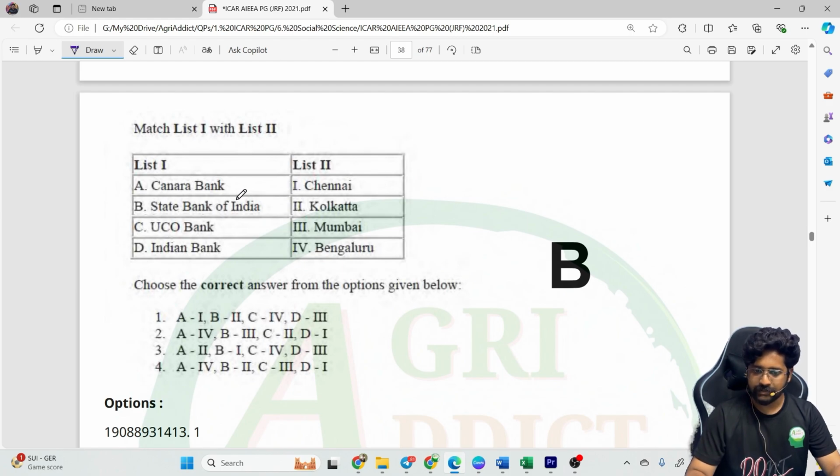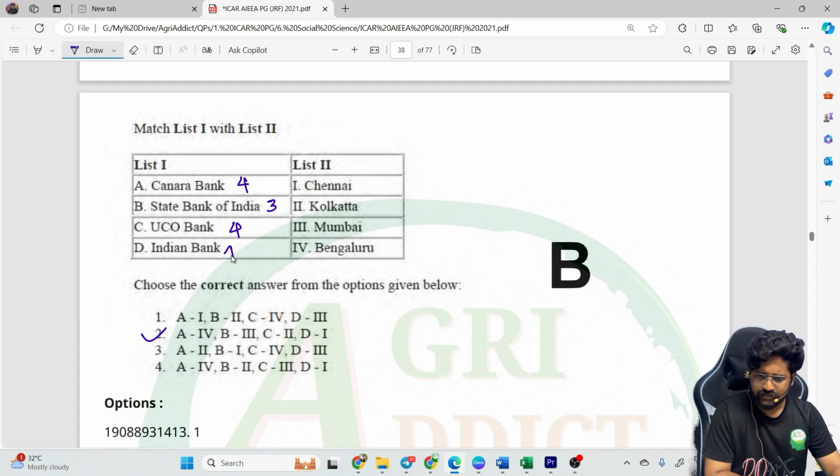Okay, the banks have been given, which have to be matched with the headquarters. So State Bank of India, we know it is based in Mumbai. So B can be connected with 3, and that is the only option which has B connected with 3. So therefore Canara Bank's headquarters is in Bengaluru. Then the UCO Bank, United Commercial Bank, can be connected with the fourth option, Bangalore, and the Indian Bank can be connected with the first option, that is Chennai.